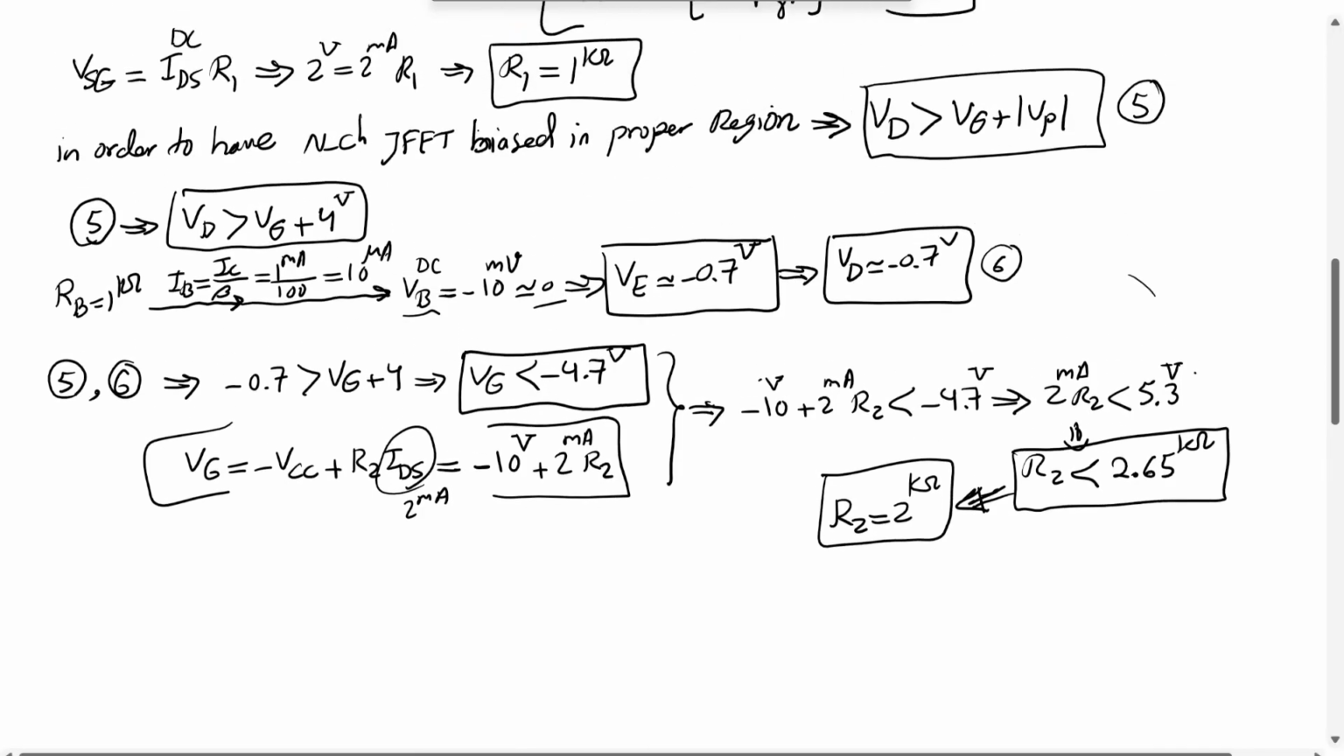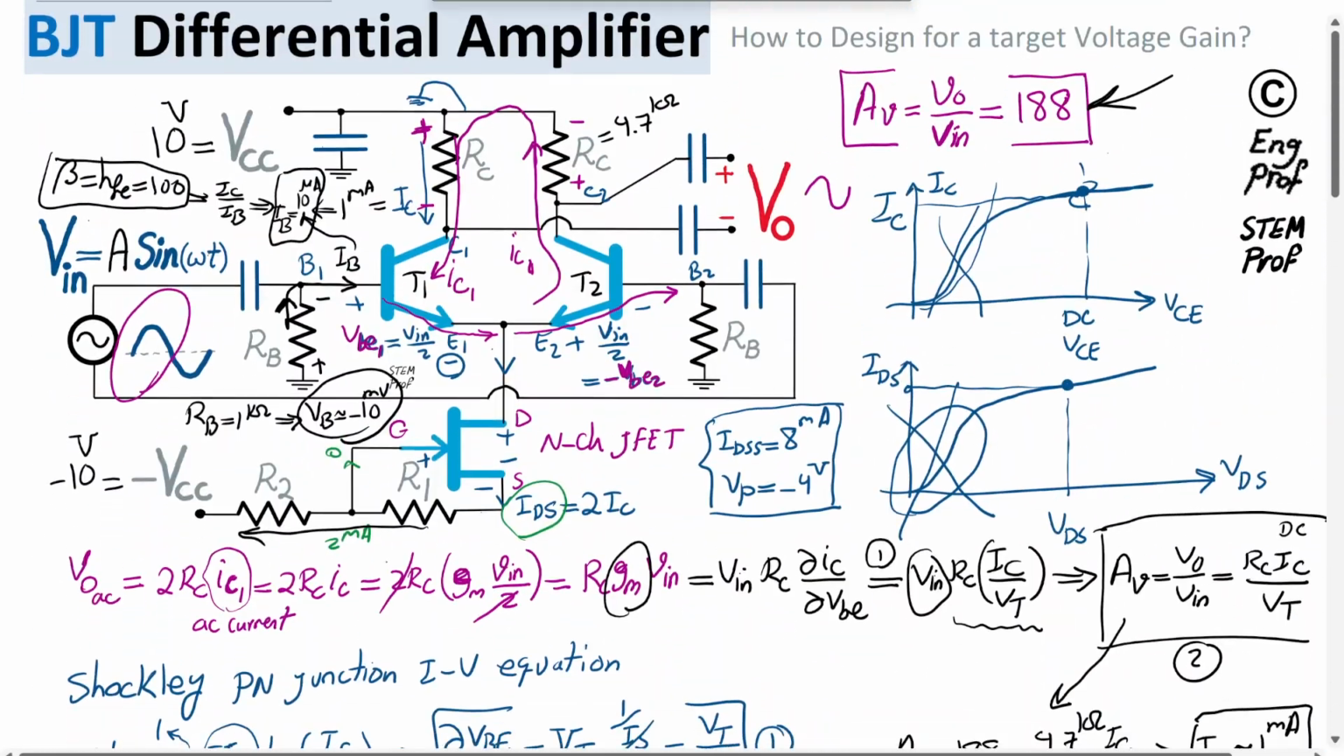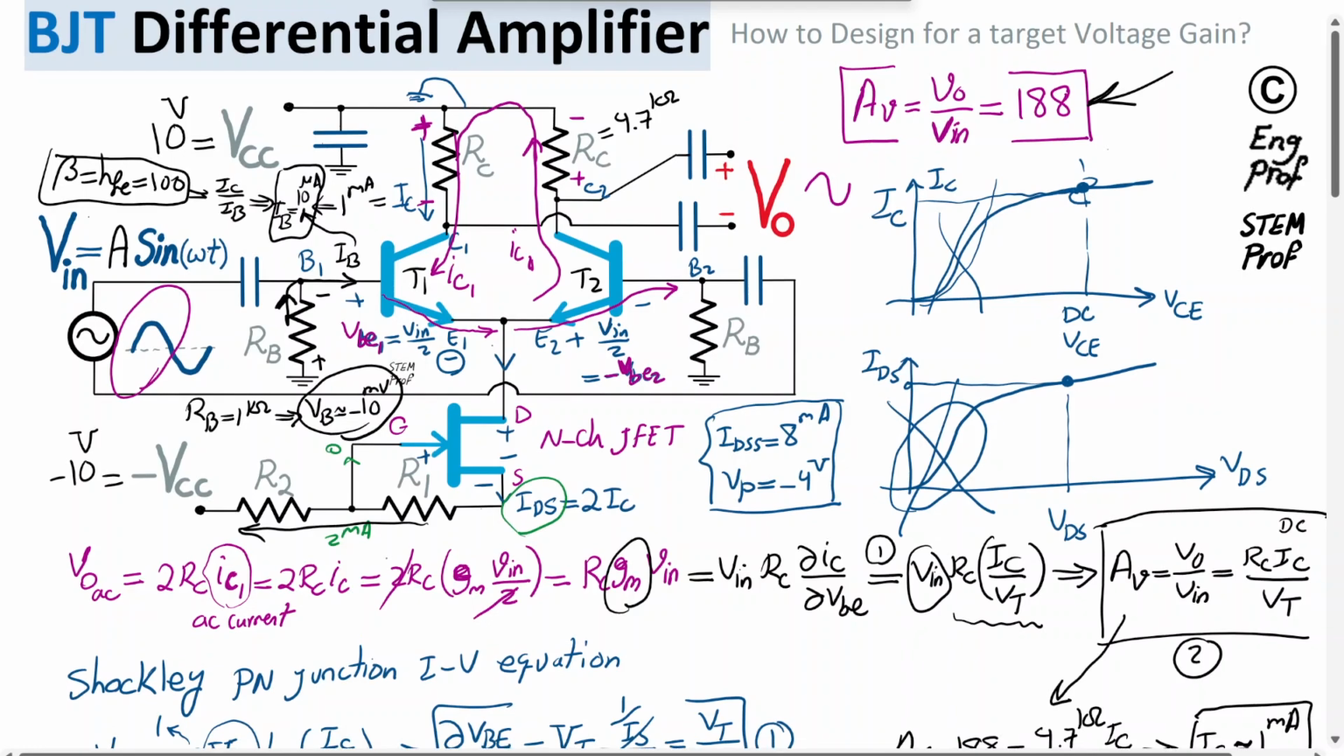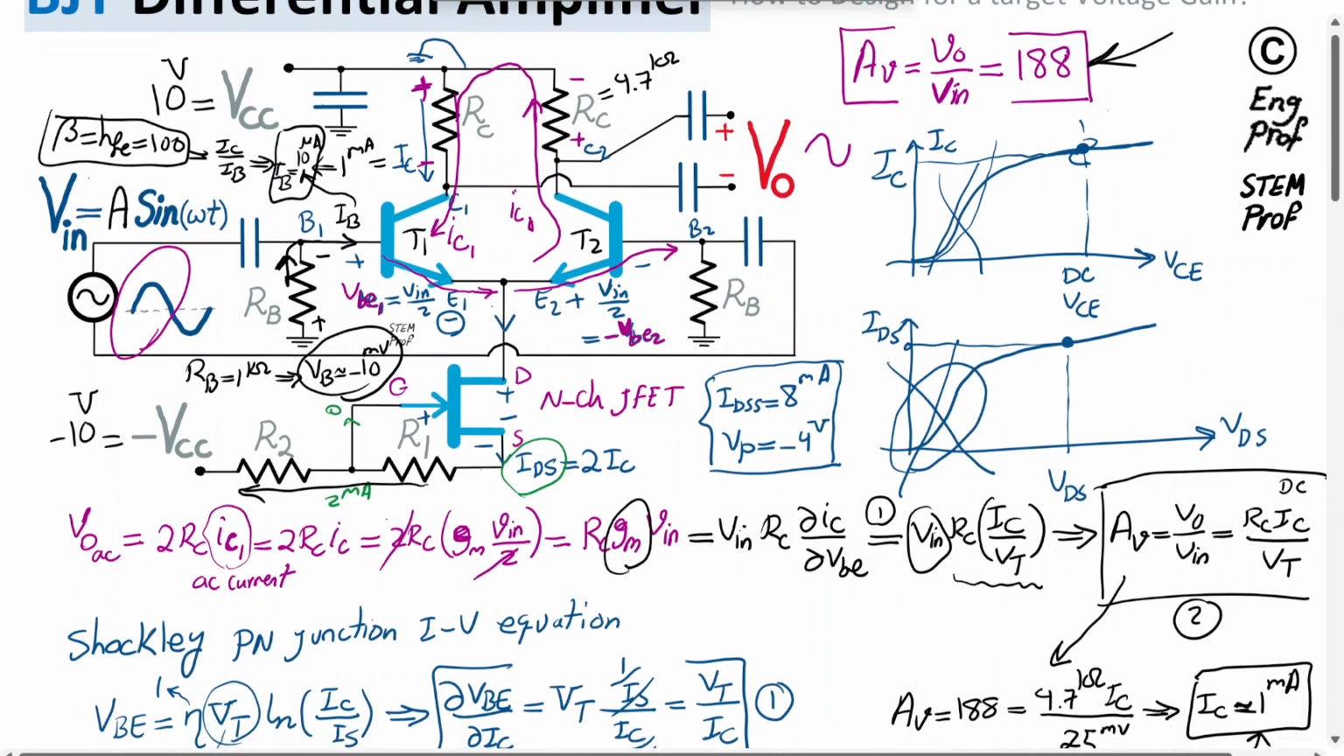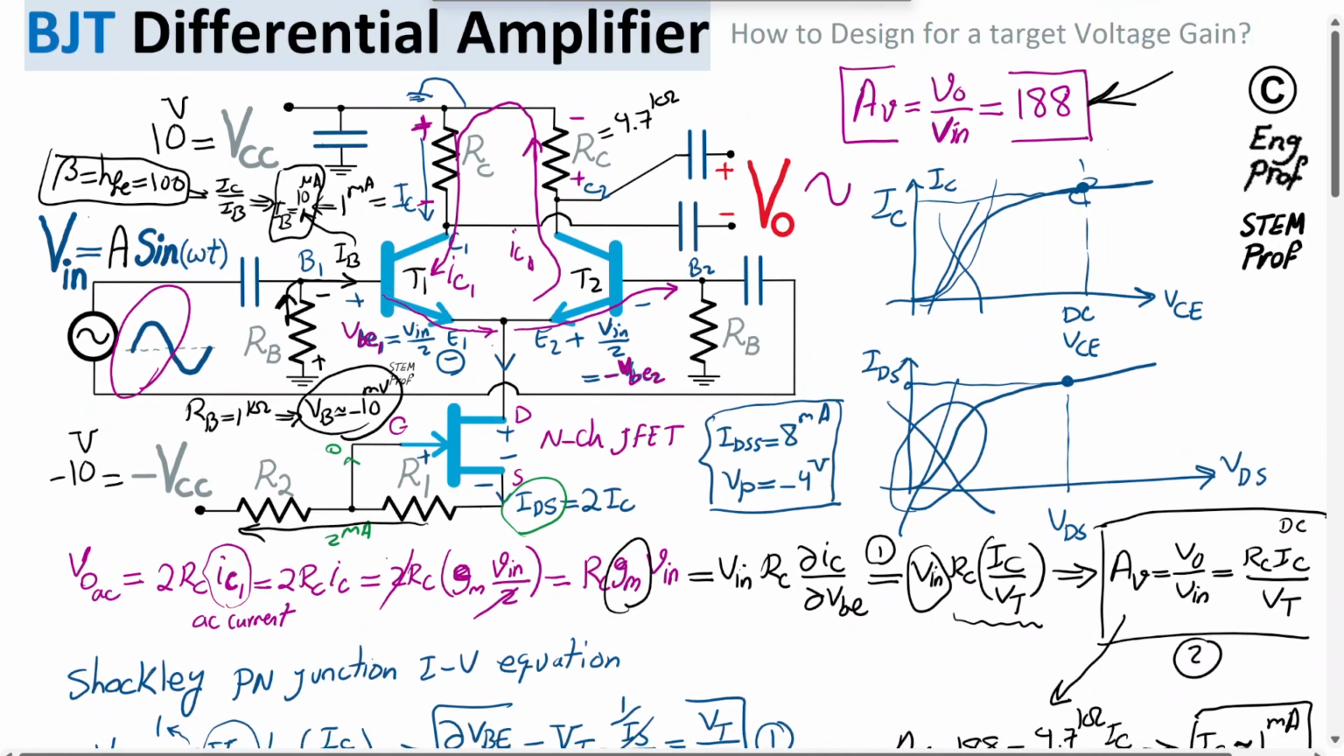So this would be the conclusion of figuring out the proper value of components in this single stage differential amplifier, and also properly setting up the BJT and JFET transistors for this circuit to achieve the target voltage gain of 188. I hope that this example is helpful in terms of illustrating how we can design a single stage differential amplifier.